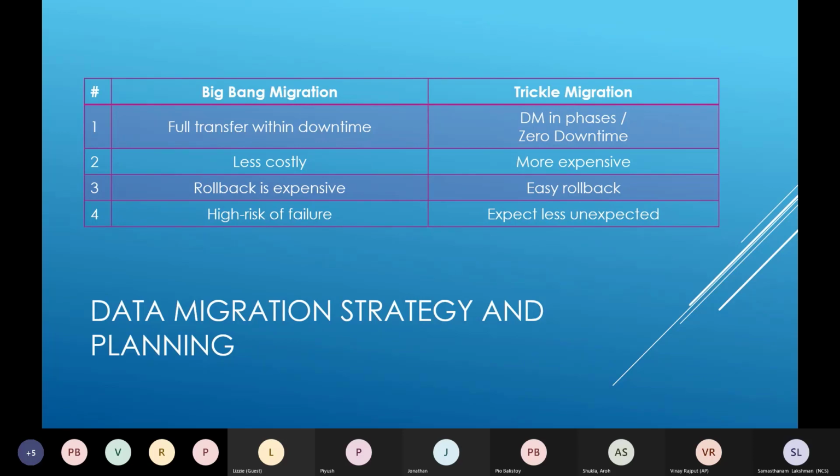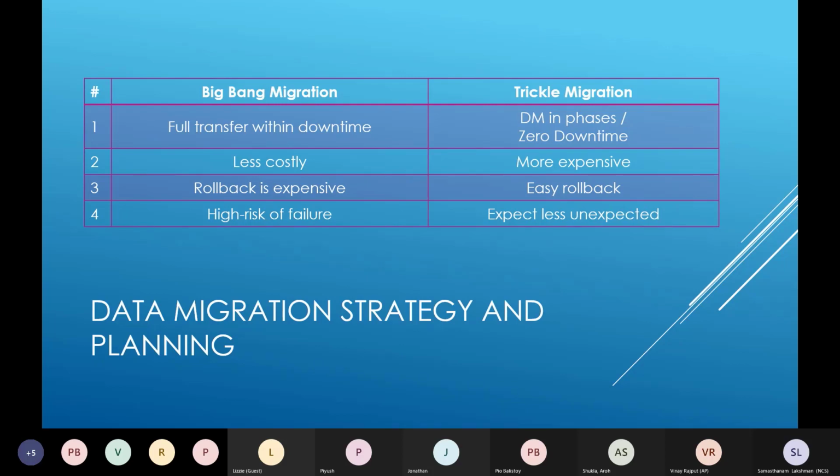And if something goes wrong, it will be easy to roll back, because anyway you are moving certain modules, and you will have more control over the migration, and you can do the rollback. And here even if something goes wrong, the impact is very small. I mean, you should be in a position to control and roll back immediately. So this is called trickle migration.